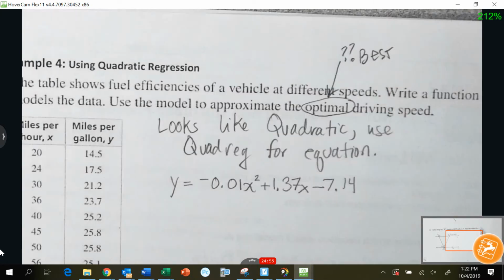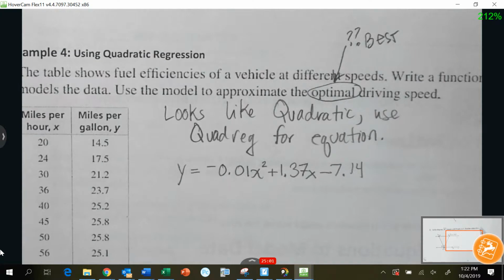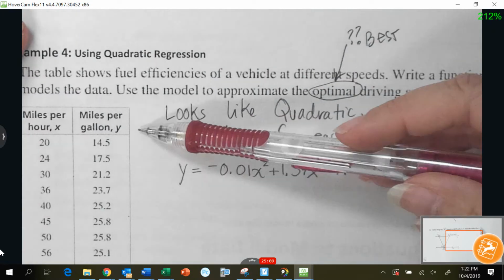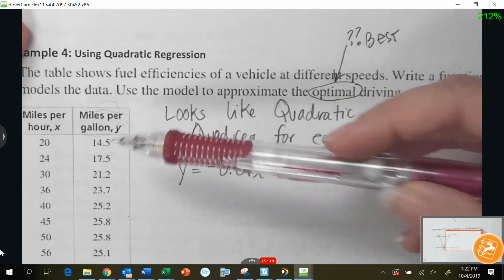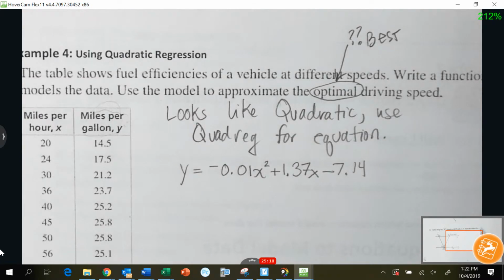It's the best driving speed. When you use a car and you have to pay for gas, what kind of driving speed do you want to have? When you compare it to gas, what do you want your miles per gallon to be? What do you mean by optimal, though? Really high. We want it to be the highest amount.